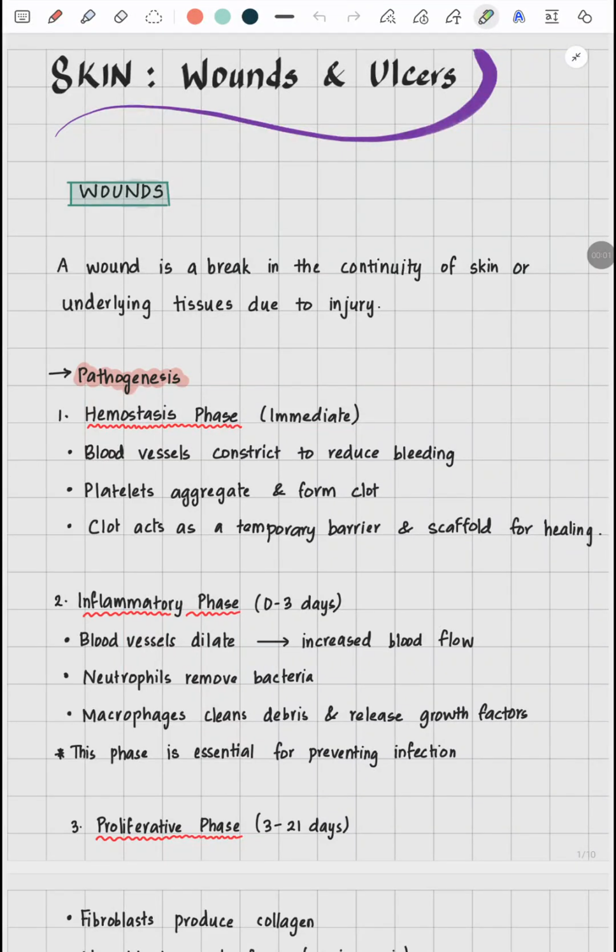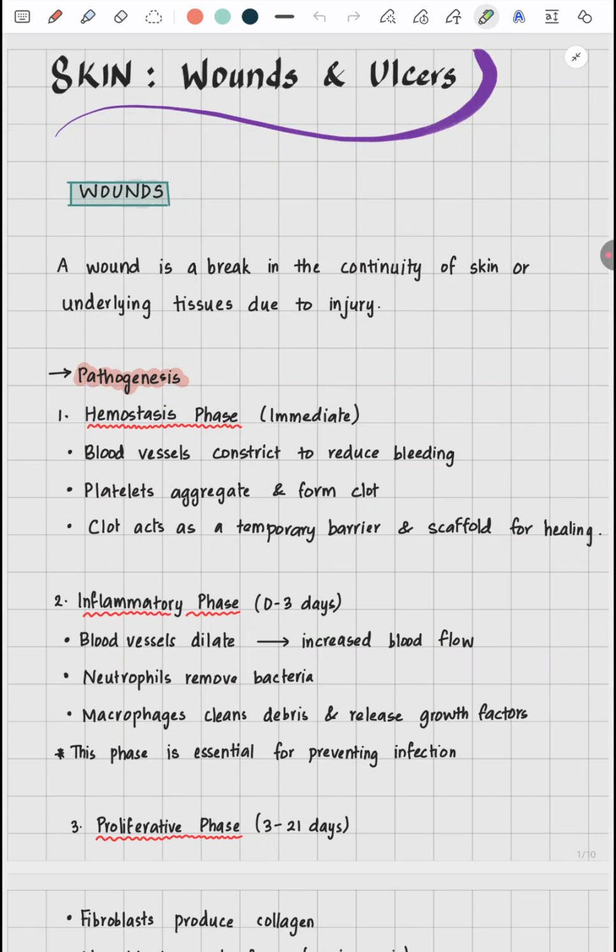Good day, everyone. Today, we are going to discuss a very important and clinically relevant topic in surgery, which is skin, with a subtopic of wounds and ulcers. This topic is extremely important because almost every patient we encounter in clinical practice will have some form of wound, and understanding why some wounds heal while others become chronic ulcers is a key to proper management.